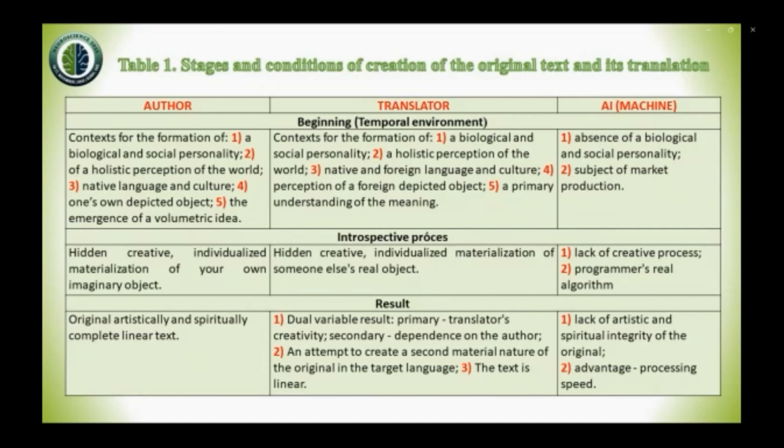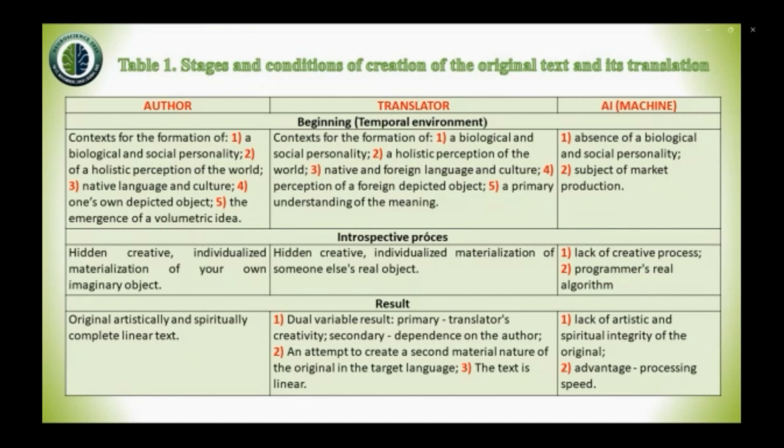What about AI, the machine? It executes the translation process in the conditions of, number one, absence of biological and social personality. Two, subject of market production.